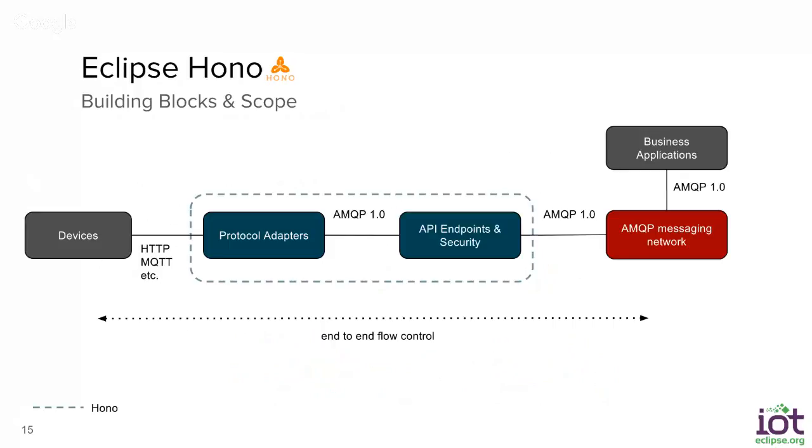And then we have a component or several components, microservices for that matter, that implement the Hono API endpoints and are in particular responsible for enforcing security or supporting the enforcement of security. Then on the right-hand side, we have an AMQP messaging network. This is where the flexibility comes in. As long as it is AMQP 1.0, you can plug in everything you have basically there, and it can be used to forward the telemetry and events to the business applications and the other way around.